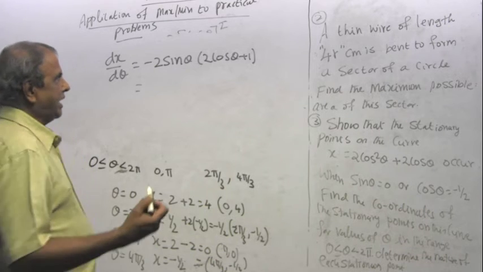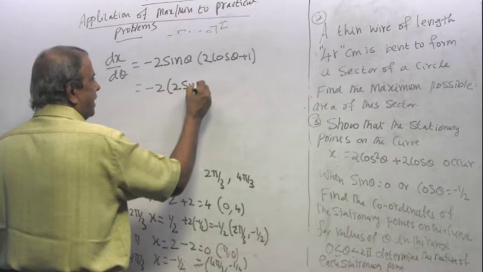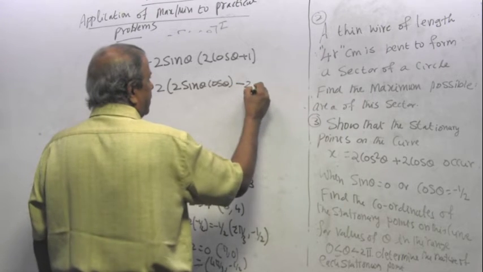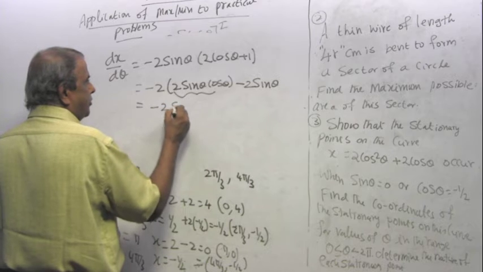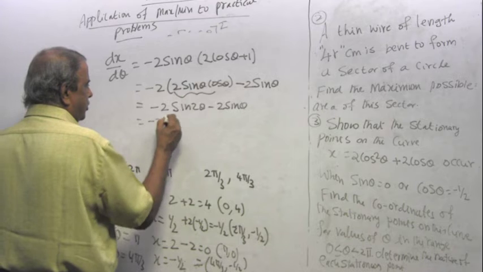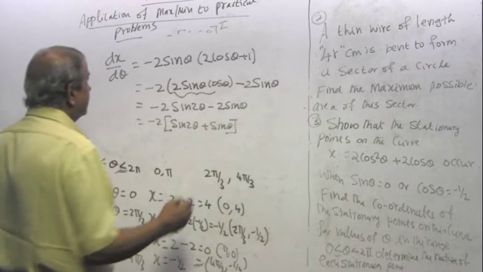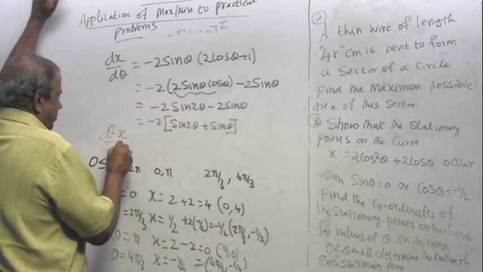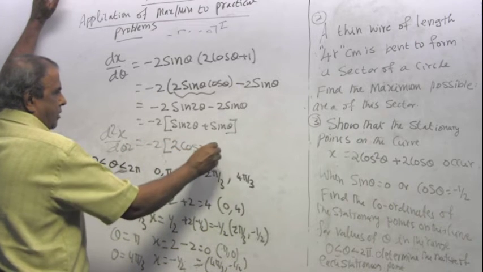You can do that. But I will show you, think for a minute, can I write it as minus 2 times 2 sine theta cos theta plus, minus 2 sine theta. So do you agree? This is sine 2 theta. So it's minus 2 sine 2 theta minus 2 sine theta, which is minus 2 times sine 2 theta plus sine theta. Now differentiate. What is d squared x by d theta squared? Will be minus 2 times 2 cos 2 theta plus cos theta.